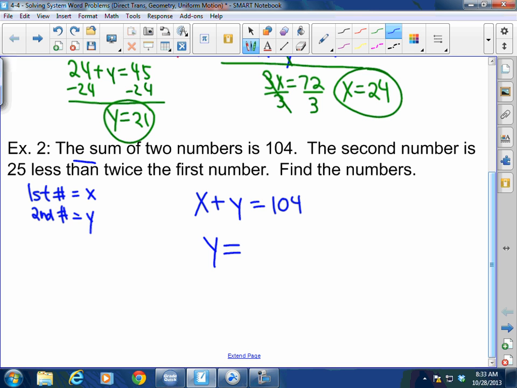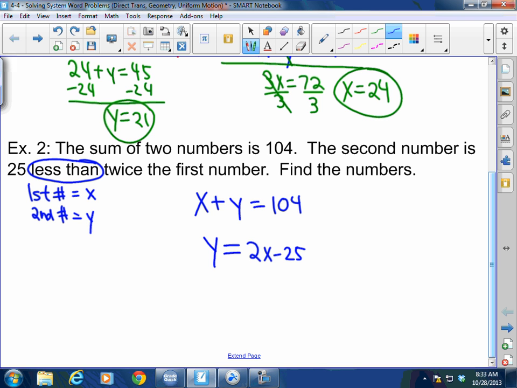So what do you remember about less than? That means flip it, switch it. Very good. So 25 less than twice the first is 2x minus 25. Does everyone see that there? Yeah? All right.